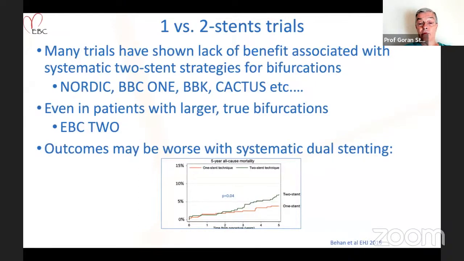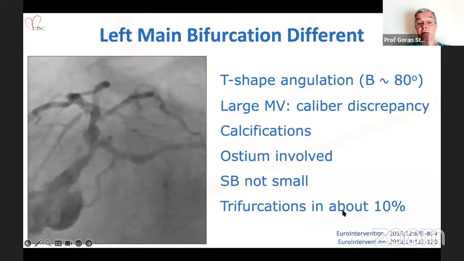with large true bifurcation culotte was not superior to provisional arm. But the long-term follow-up actually showed worse outcome regarding two stent strategy in the initial Nordic 1 and BBC1. At 5 years of follow-up, you see difference in all-cause mortality in favor of less metal.